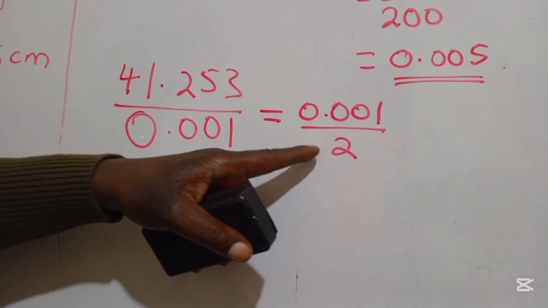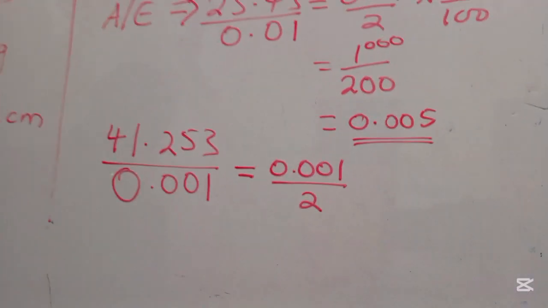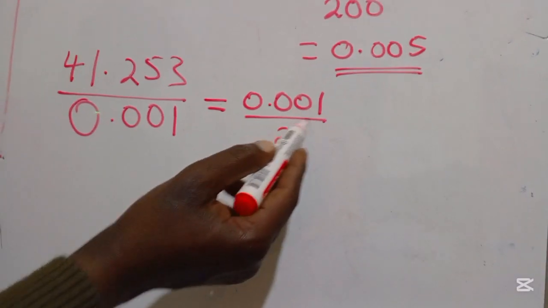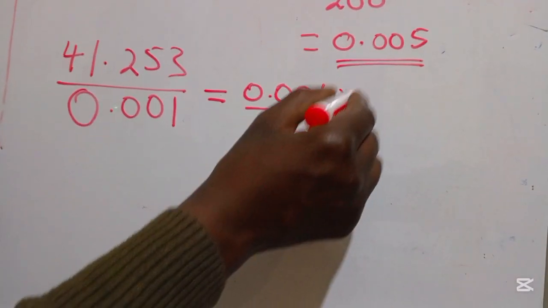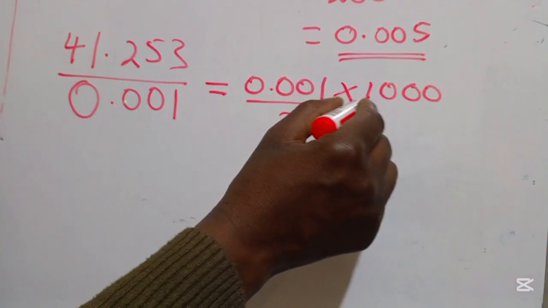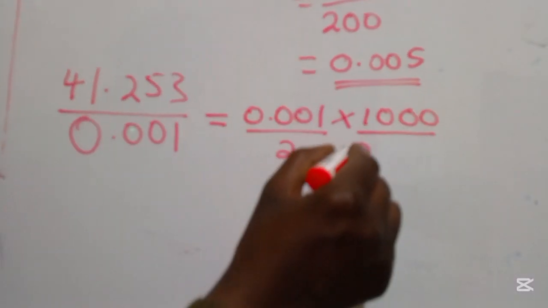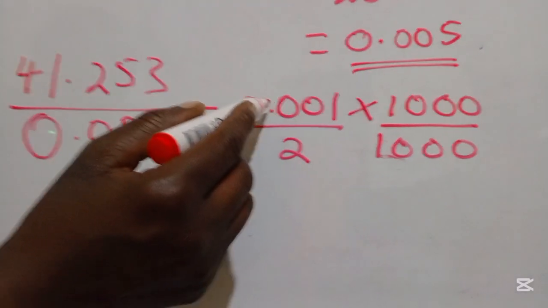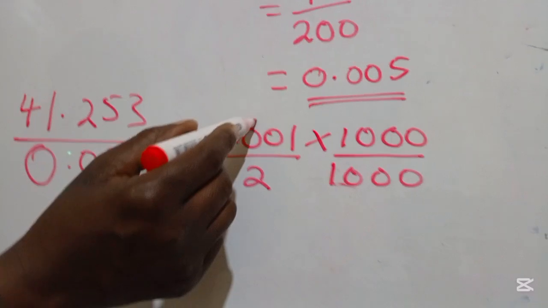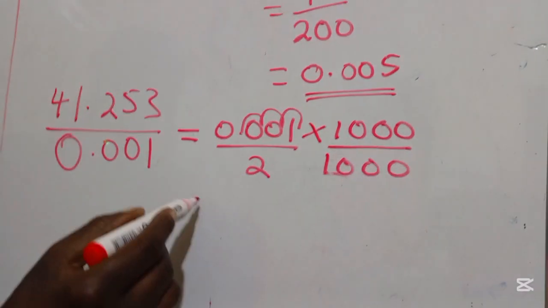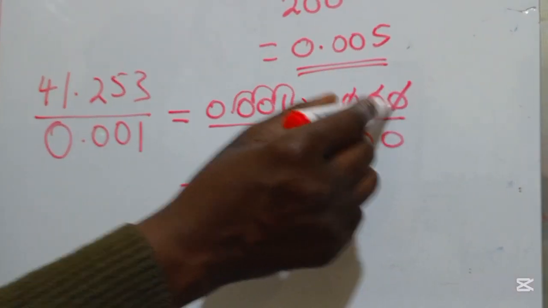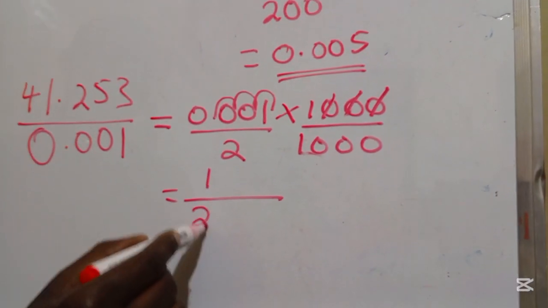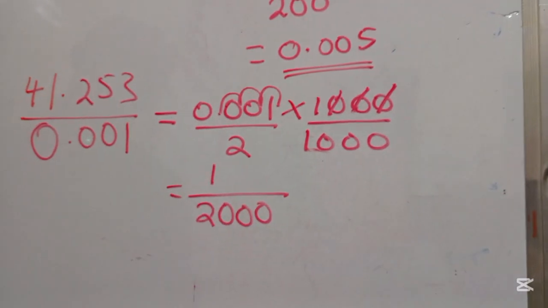So tolerance over 2 is what we are calling absolute error. Now I want to make it a whole number. There are 3 decimal places, 1, 2, 3, so I should multiply by 1000, which has 3 zeros. Even down there I should multiply by 1000. Look how the point is moving, 1, 2, 3. The zeros will go, and here I'll remain with a 1. Down here you just add the zeros, and I'll have 2000.